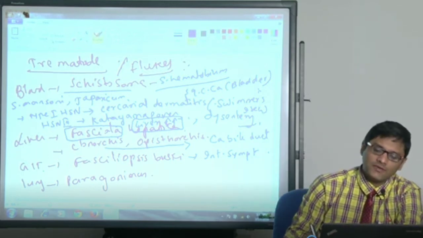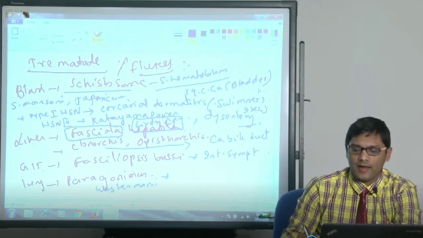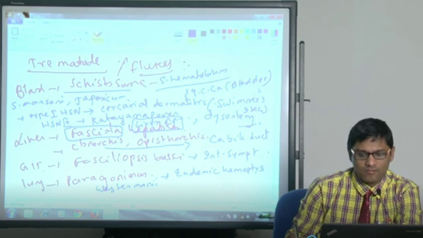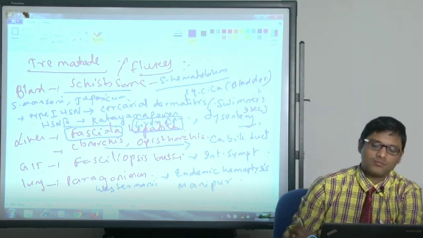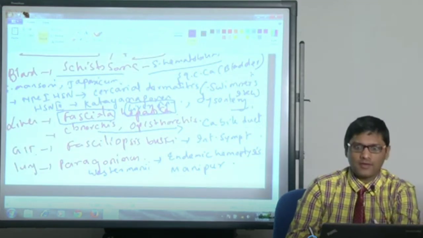And Paragonimus westermanni is the agent of endemic hemoptysis. It is endemic in Manipur, particularly endemic in Manipur.